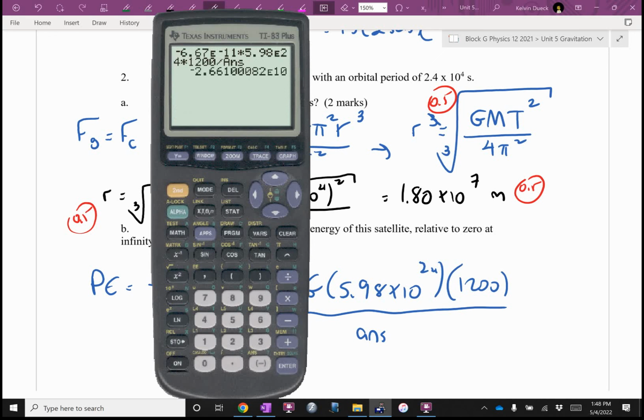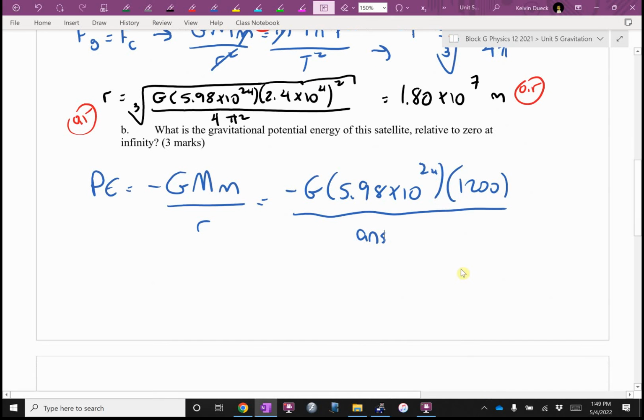Do you get negative 2.66 times 10 to the 10th? Yep. Before you turn the page, or if you change the page, that's okay. Negative 2.66 times 10 to the 10th joules.